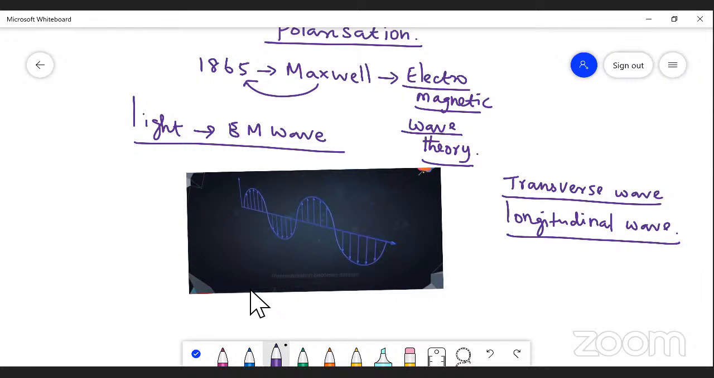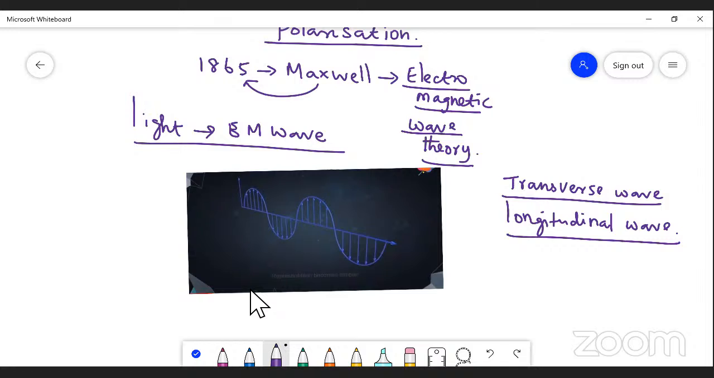Already you learned about the transverse wave and the longitudinal wave in 11th standard. Am I right? Okay, just to recall, what is the transverse wave and the longitudinal wave? What is the difference between them?